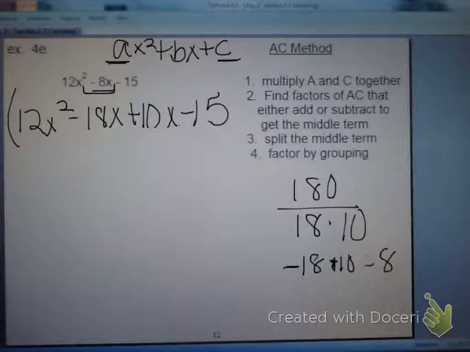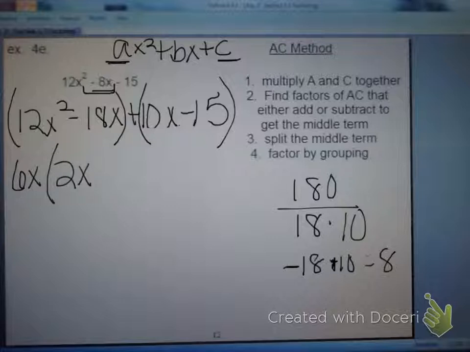You group the first two together, group the last two together, and make sure that you have a plus sign in between. Now I'm going to factor out a GCF in the first group. My GCF in the first group is a 6x. 6x goes into 12x squared, 2x, times -6 goes into 18, 3, and the x's cancel. Bring down the plus sign. My GCF in the second group is a 5, and I get 2x minus 3.